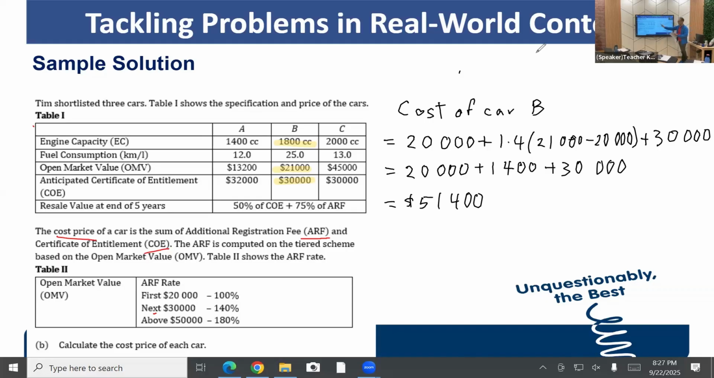But this is actually just part of it, because we are to calculate what? Cost price of each car. Sorry, yes, cost price of each car. That means now we have to find out the cost price of A and also C. But A is much easier, and C, let's see whether you can do it this time around. Since I've guided you on this already, can you try and find out what is C? Just fill out the answer when you've got it.